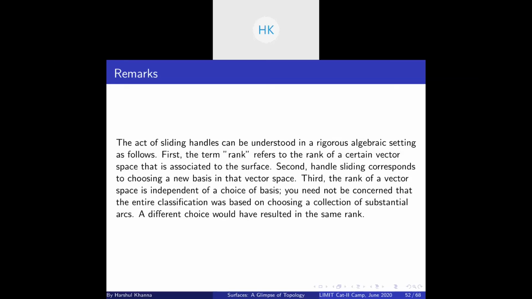You need not be concerned that the entire classification was based on choosing a collection of substantial arcs. If you had chosen a different collection of substantial arcs, that would have resulted in the same rank. So discussing that vector space is out of scope of this talk, but I just wanted to mention it to all of you.